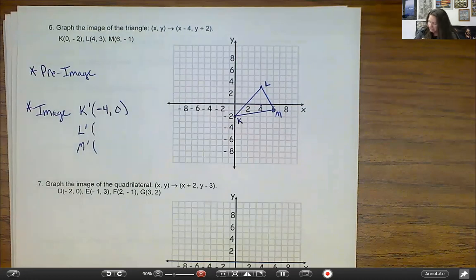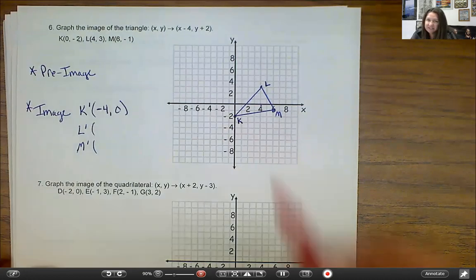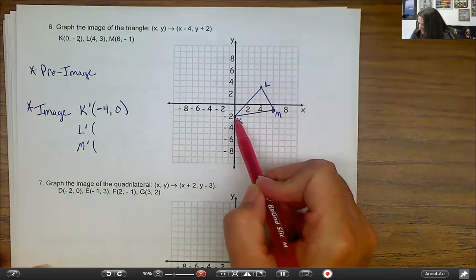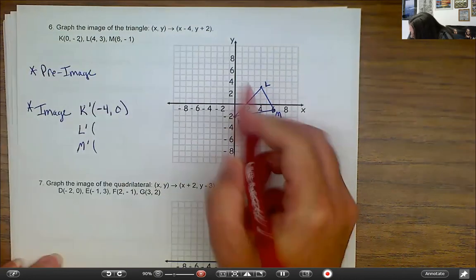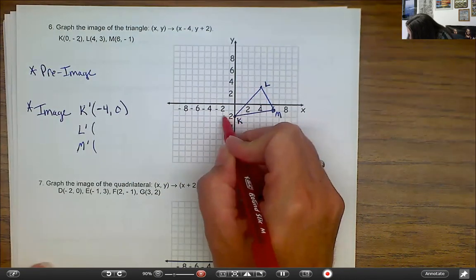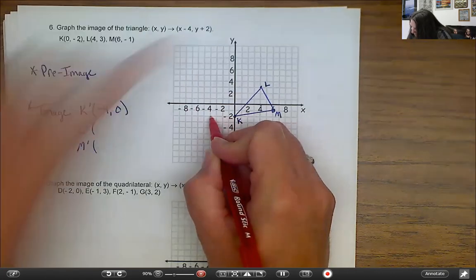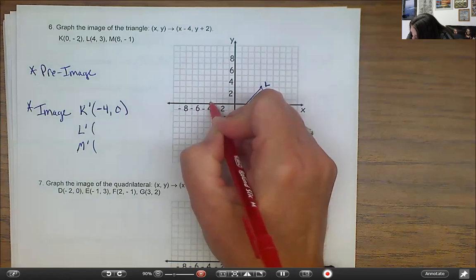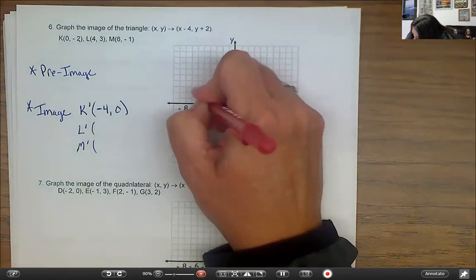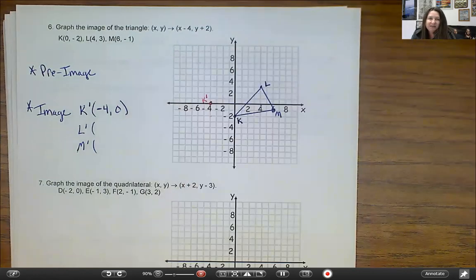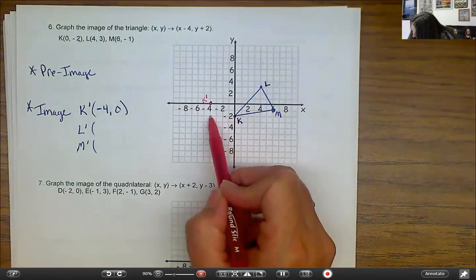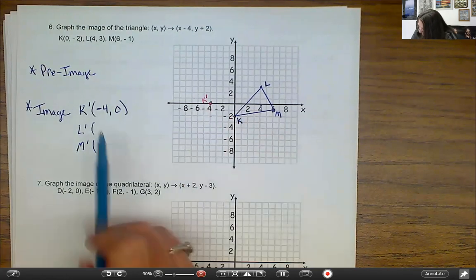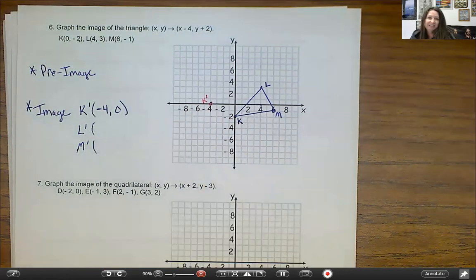Or if we were to go on our figure right here, I would start at vertex K. X minus 4 would move 4 units to the left. So 1, 2, 3, 4. And then y plus 2 would move 2 units vertically and would take you to right here, where that would then be K prime. I've moved 4 units left and 2 units up. And you can see it's at (-4, 0), right on my axis there.